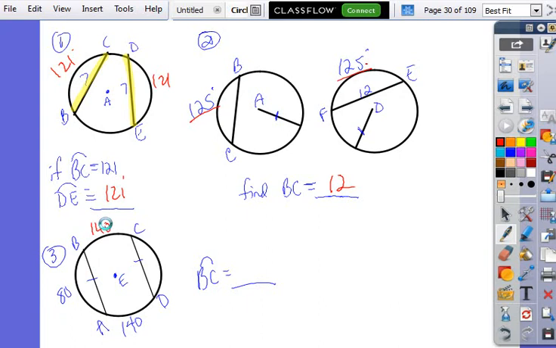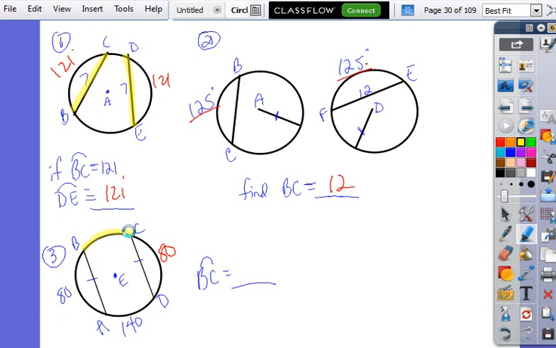That is not right. What you need to do is say, well, this chord on the inside, AB, is the same as chord CD. So if those chords are the same, then what does that mean for these arcs? They're the same. So that would be 80. But is that what it's asking me for? No, it's asking me for that part up there.